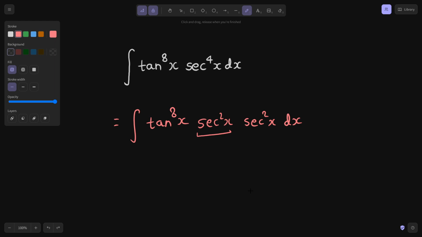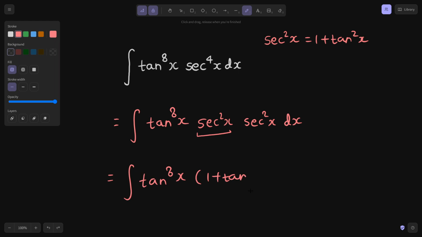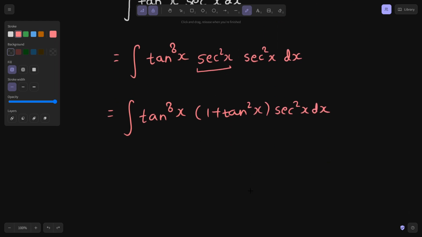So I know from my basic trigonometry formulas, secant square x is 1 plus tan square x. Fine. So this is integral tan power 8x. This is nothing but 1 plus tan squared x, and there we have secant square x dx. There we go. Now the stage is set to take the substitution forward and tan x as t.